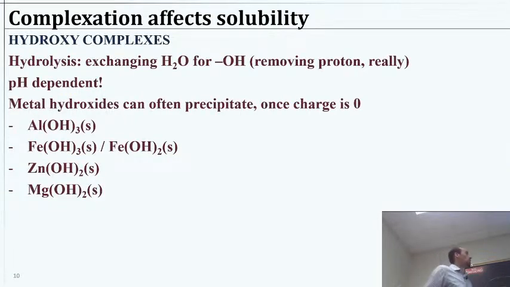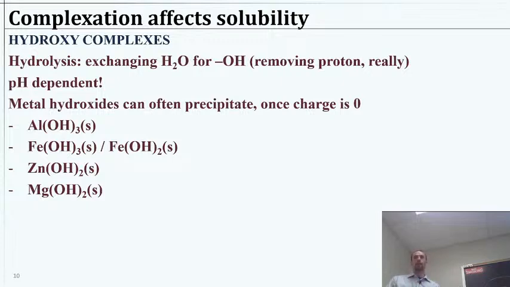Okay, so a couple other things, as we look at such a large amount of equilibria to deal with, I wanted to highlight just real quick, as we start thinking about the relevance to solubility, hydroxy complexes are an important one. So last time we mentioned these, and I wanted to come back a little bit, we can replace a water with an OH minus.